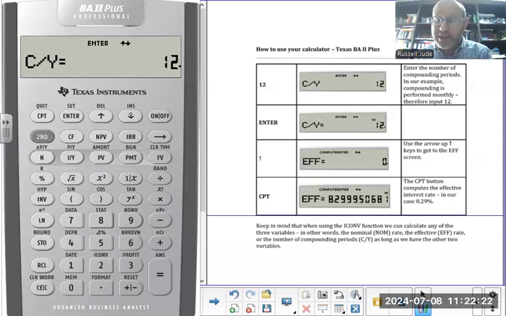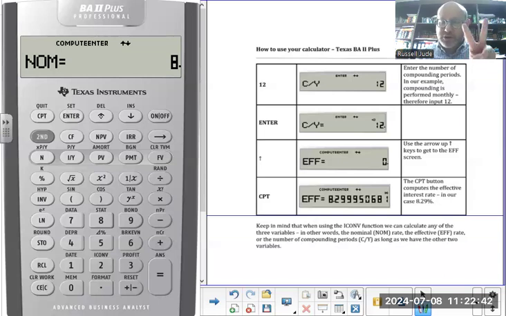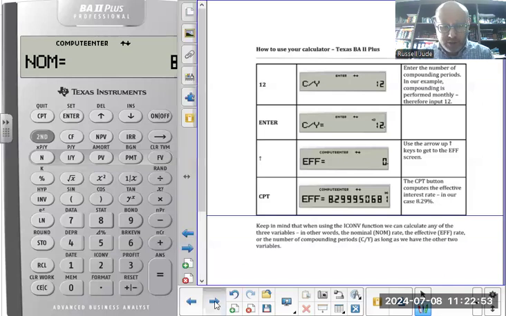So for example, if the question gives you the effective rate and you want to calculate the nominal rate, well, you'll go to your effective rate there, put your number in there, put your number of periods down there, arrow up to nominal, and push compute, and you can compute the nominal rate that way. It's quite a powerful functionality, because the minute you've got 2 of the variables, you can calculate the third. Of course, in most exams, you're going to be asked to calculate the effective rate, but there we go. Okay, we move onwards.